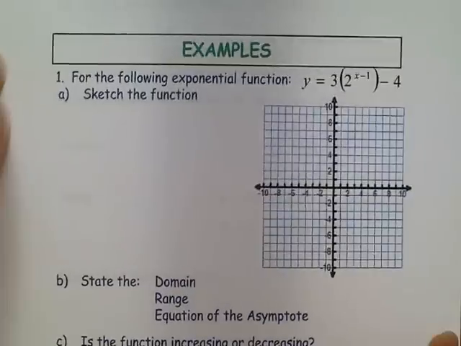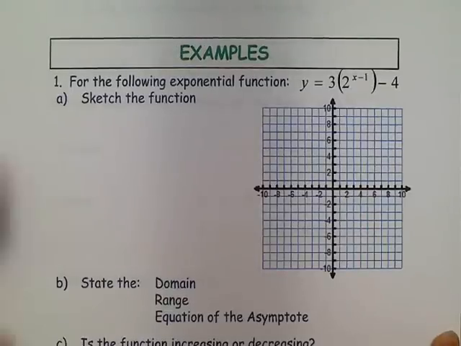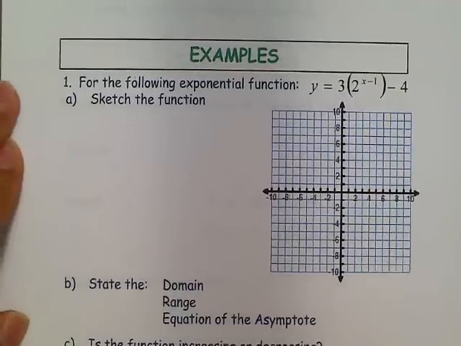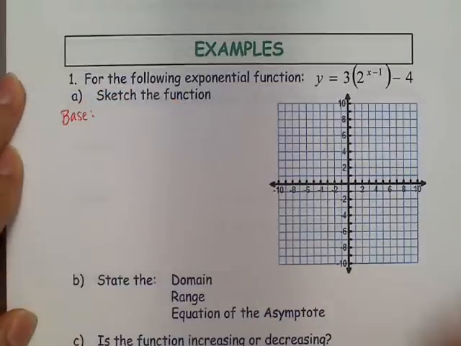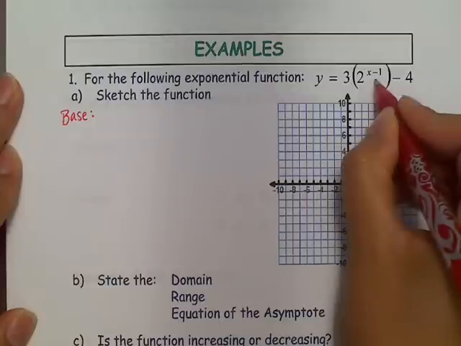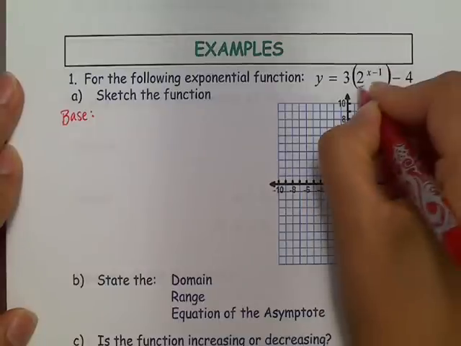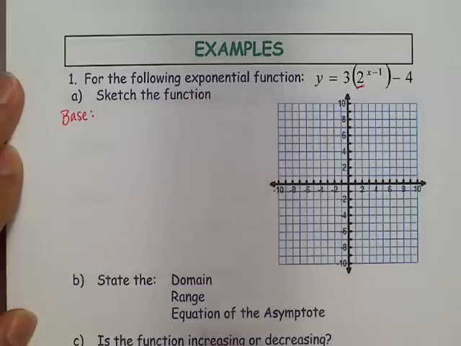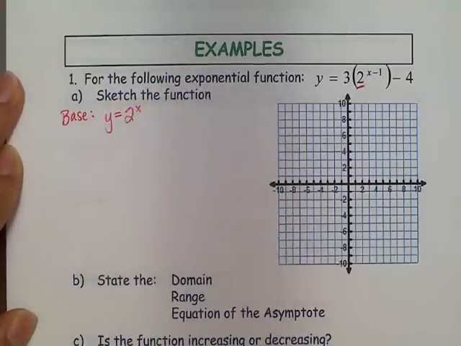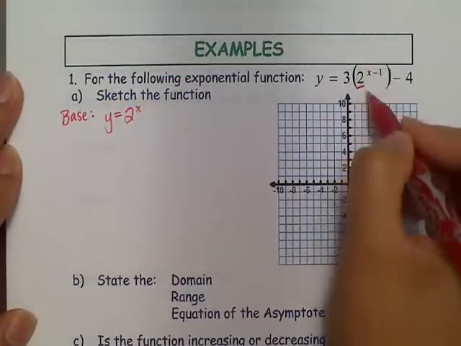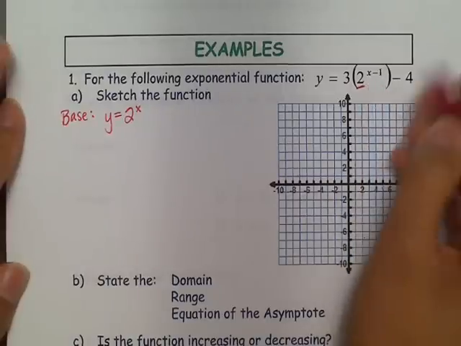So we'll look at a couple of examples. Here's the first one. For the following exponential function, the first step is to sketch the function. What I need to figure out first is what the base graph is equal to. I'm looking for where the exponent is and what value is the base that has that exponent raised to it. So 2 is the base, and y equals 2 to exponent x is your base function. That's the only time you're going to use the value 2. That represents your base graph.